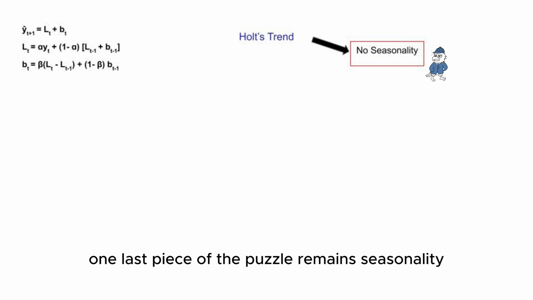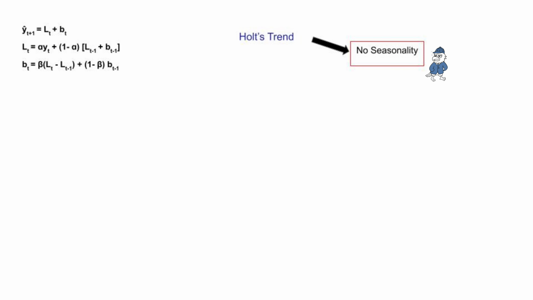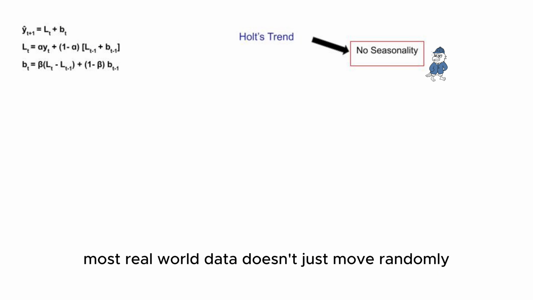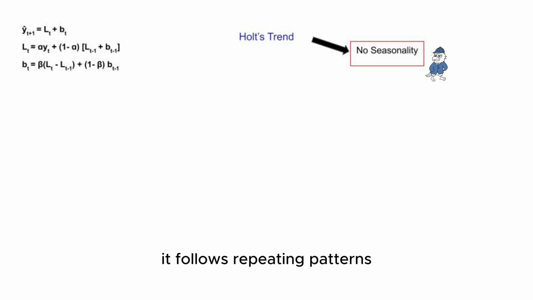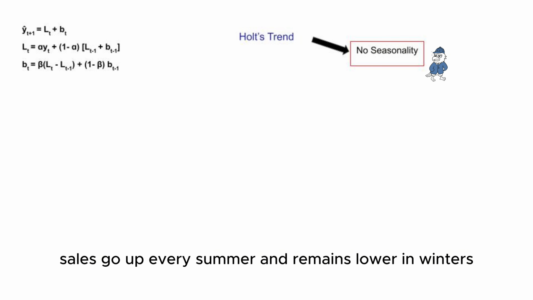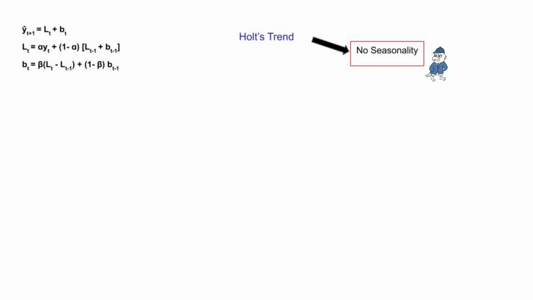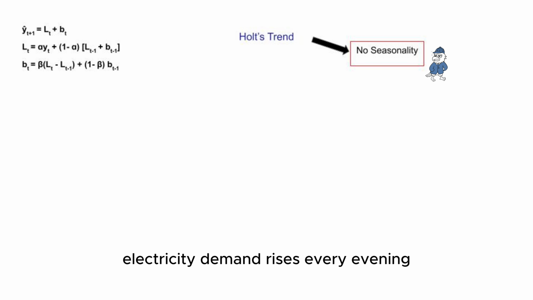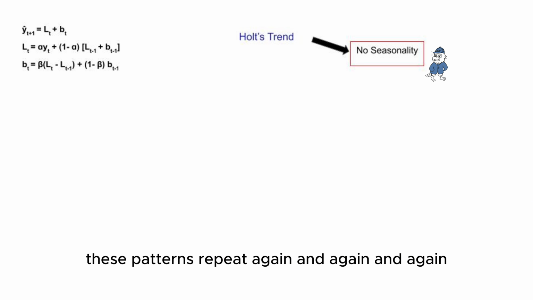One last piece of the puzzle remains: seasonality. Most real-world data doesn't just move randomly. It follows repeating patterns, like ice cream sales go up every summer and remain lower in winters. Other examples could be that retail spikes during holidays, electricity demand rises every evening. These patterns repeat again, and again, and again.